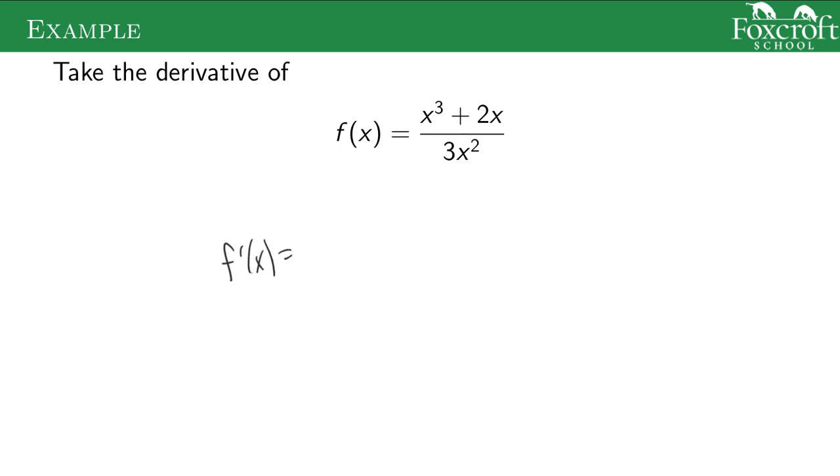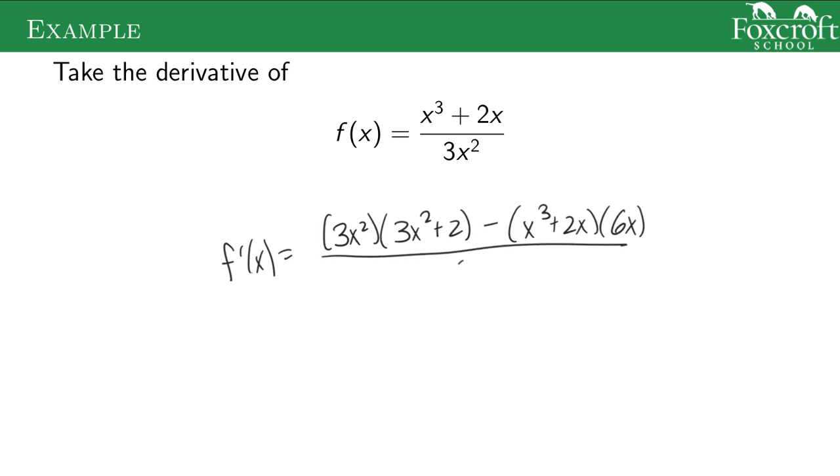Now we're doing the video about the quotient rule, so we're going to use the quotient rule in all these problems. Again, we're just making sure that we get the pattern correctly and plugging everything in correctly. So the derivative of this is low d high minus high d low all over low low, which is the original bottom squared.